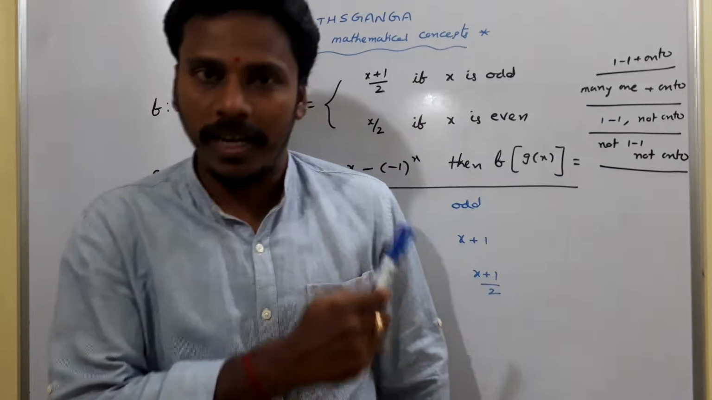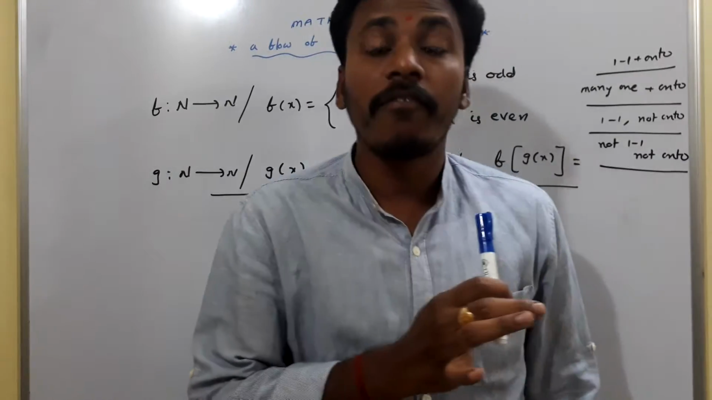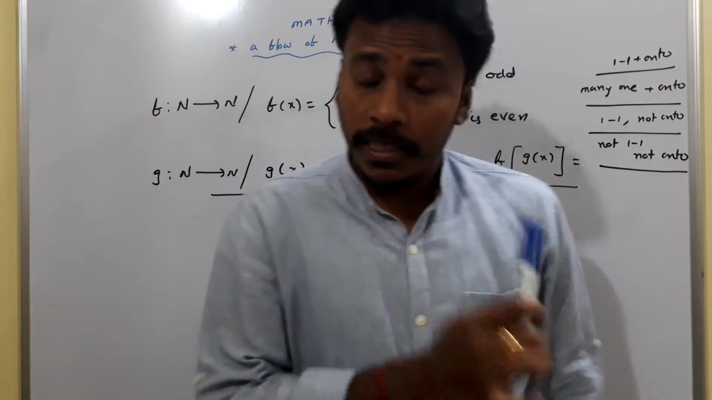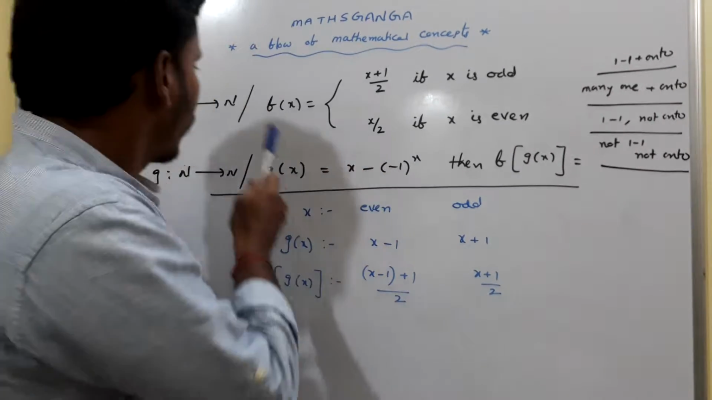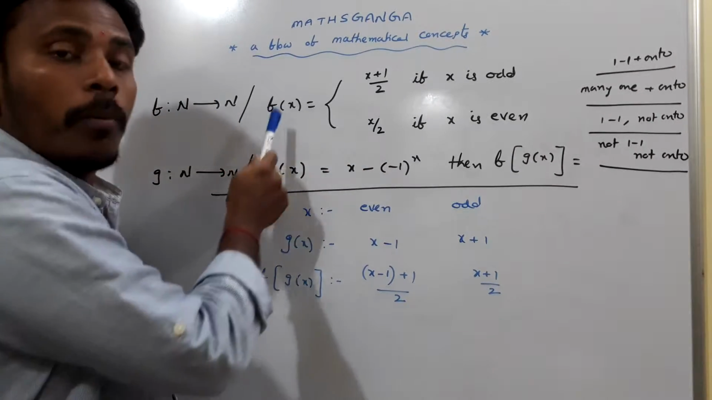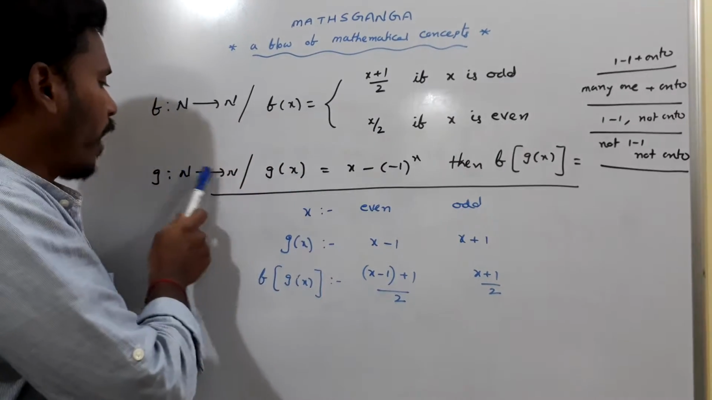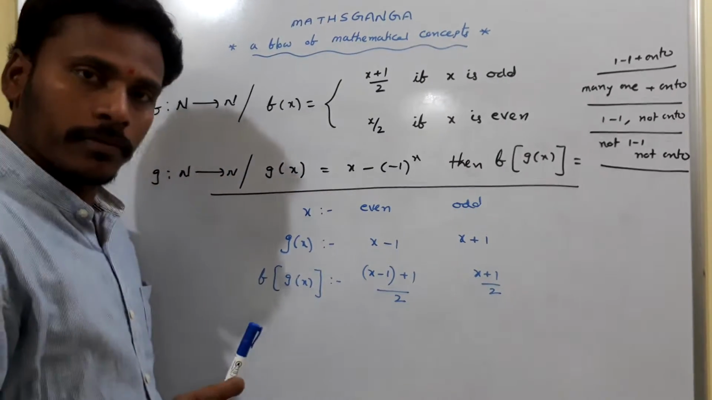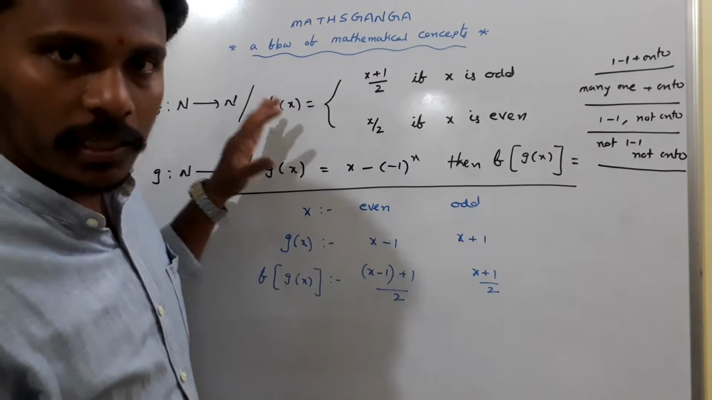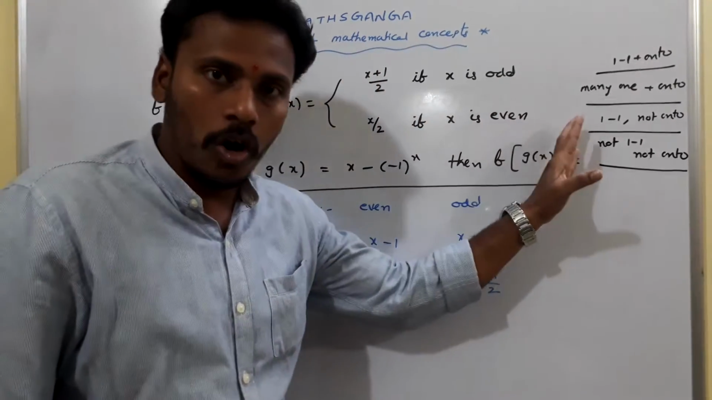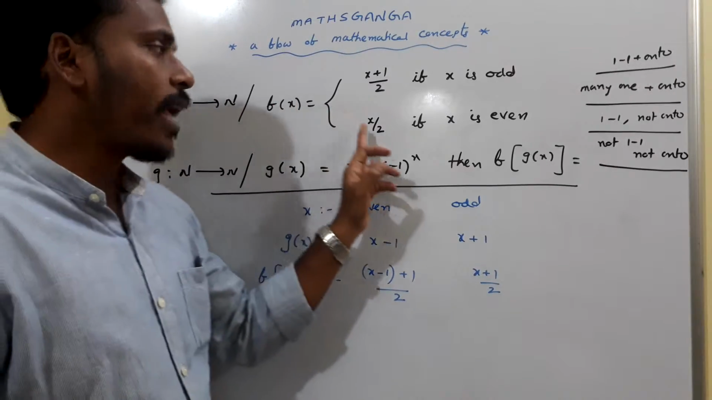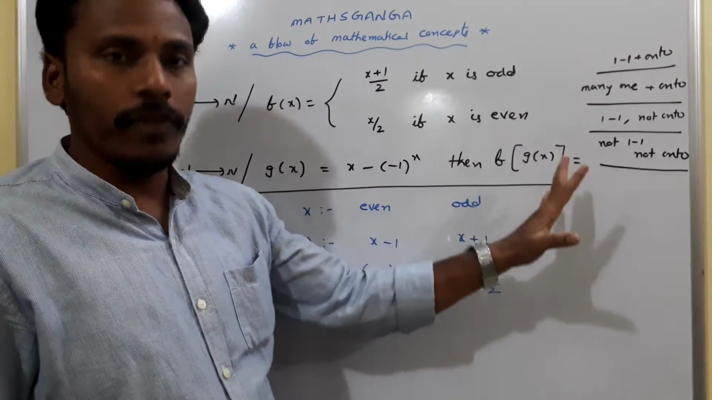Main January 2019 from the chapter Functions. Let us see the question. The question is given like this. I have two functions f and g. Both the functions are from natural numbers to the natural numbers, and f of x is defined like this. f of x is (x plus 1) by 2 if x is odd, and then f of x is x by 2 if x is even.